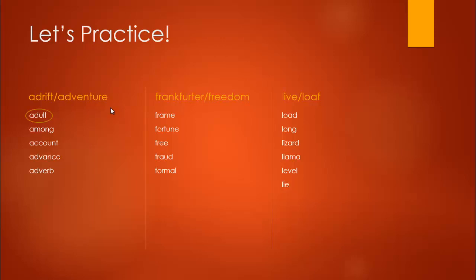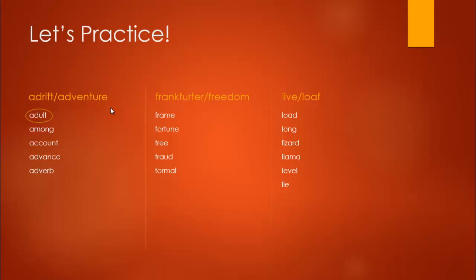Let's look at our next one, account. Same deal, we have that A, so we're in good shape so far. Let's look at the second letter, C. Our second letter of both of our guide words is a D. C comes before D, so this word will not be on the page.